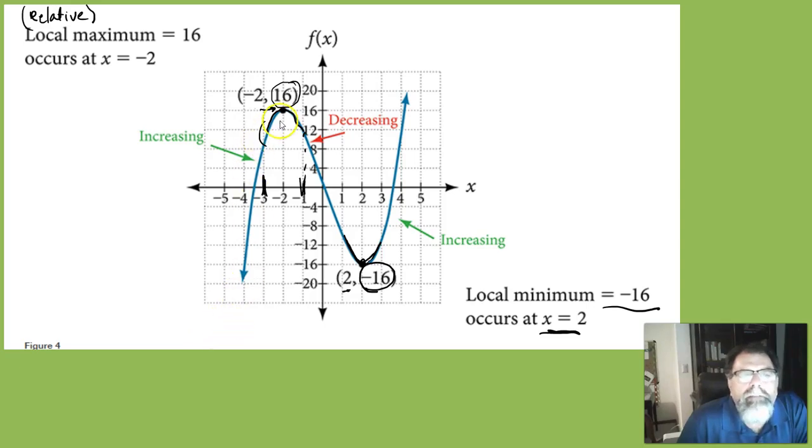So this graph has a local maximum that occurs at x equals 2. The local maximum is 16. And it has a local minimum at x equals 2. Did I say this was negative 2 here? The local minimum is negative 16, and it occurs when x equals 2.